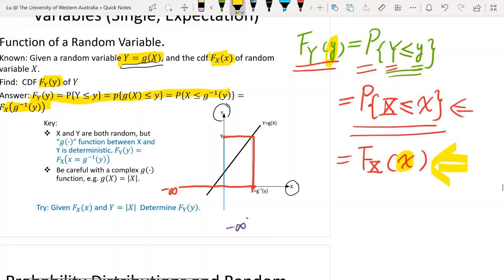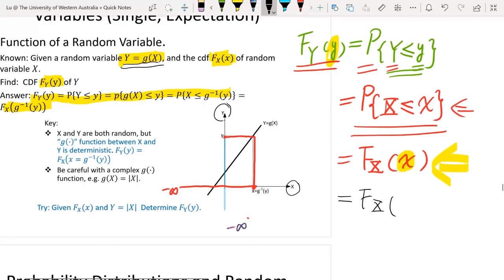So you need to go one more step so that the parameters used in these two functions are compatible with each other. So the very last step is F_X. How to convert the x to the y equivalently? The g(x) function. That's F_X of the inverse g of y, then finish. I think this is the first part for the function of a random variable.